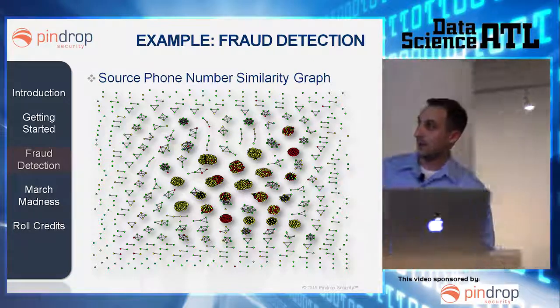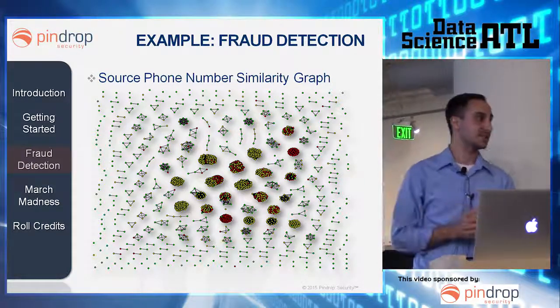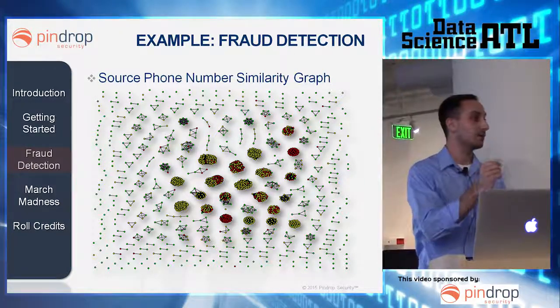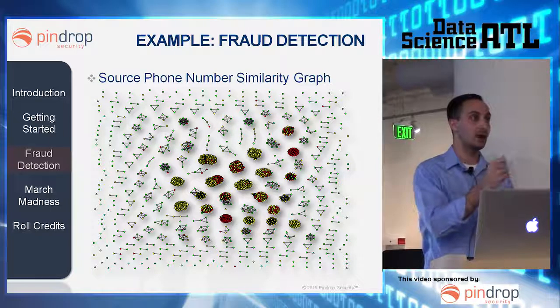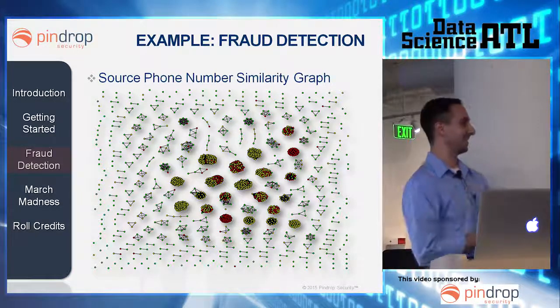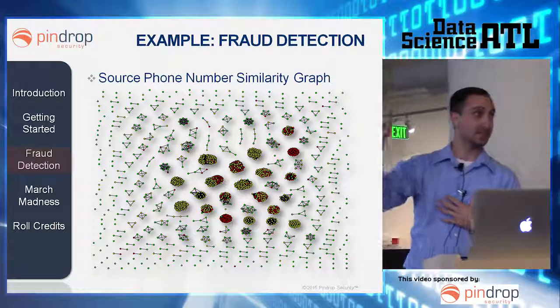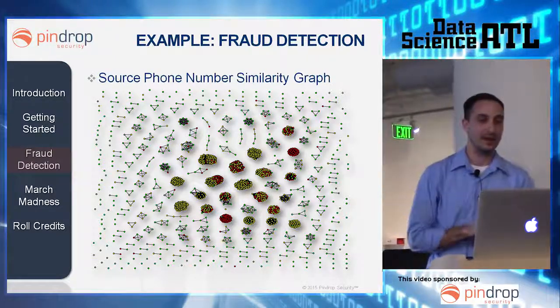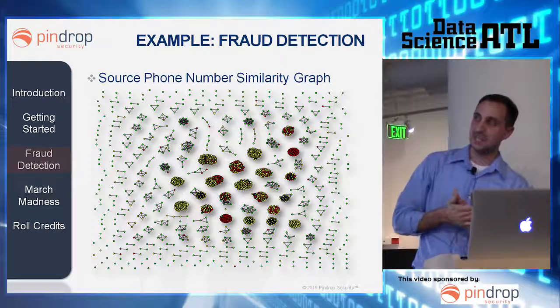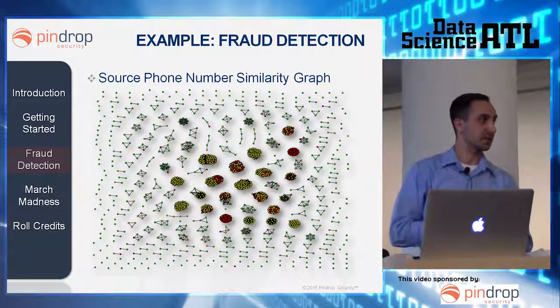Yeah. So what is this? Each point represents a single ANI. And ANI is a phone number. So each point represents a single source phone number. And what we can see here is they're clumping, they're clustering.